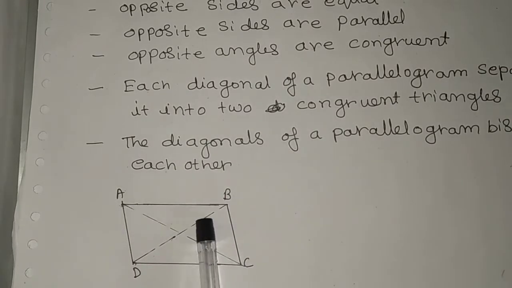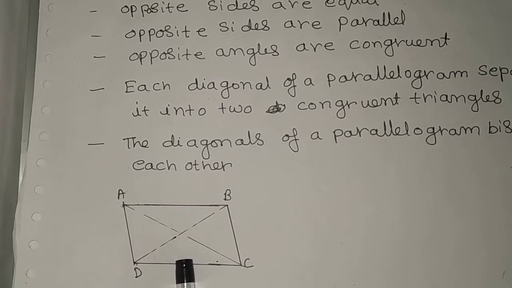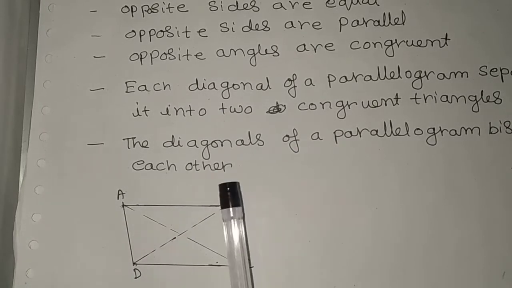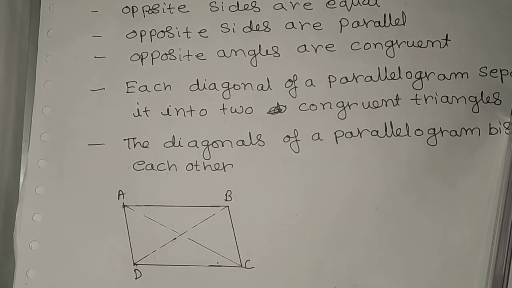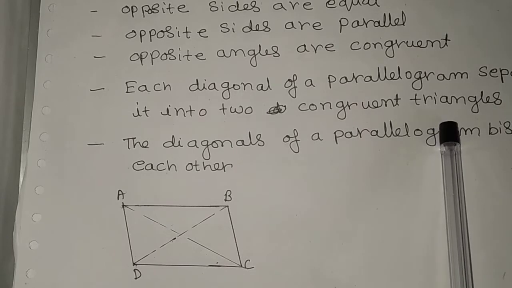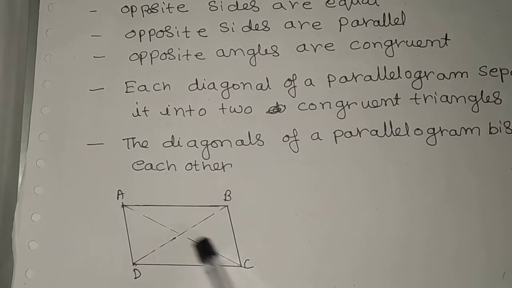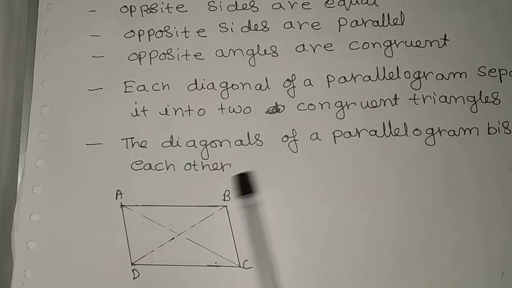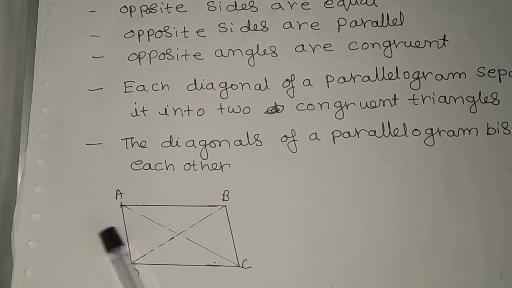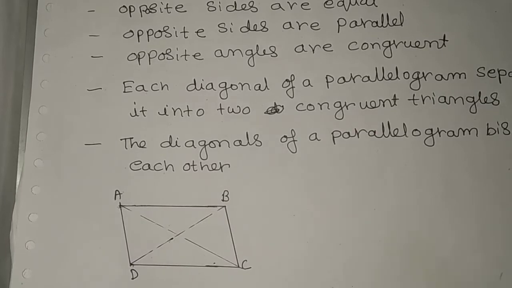Opposite sides are equal here, and opposite angles are also congruent. Each diagonal of the parallelogram separates it into two congruent triangles. The diagonals in the parallelogram bisect each other. So this is about the parallelogram.